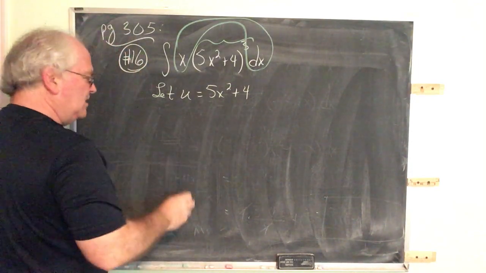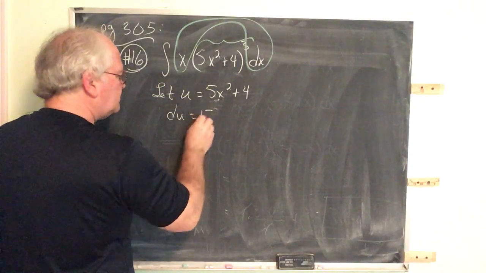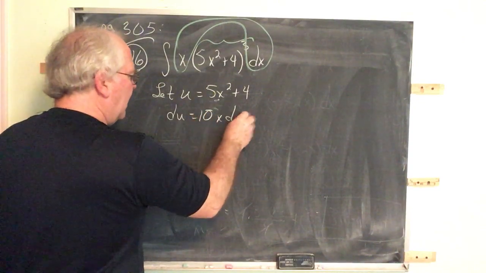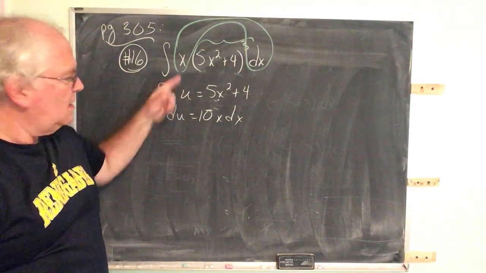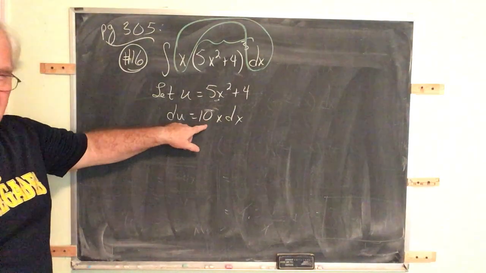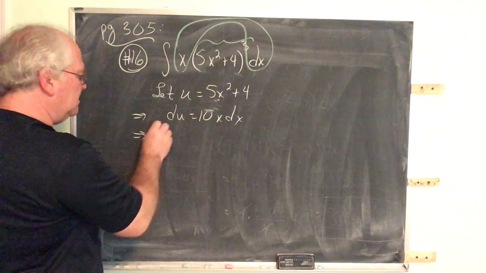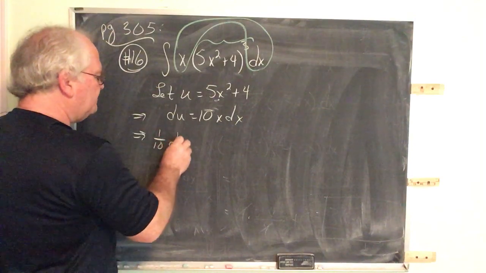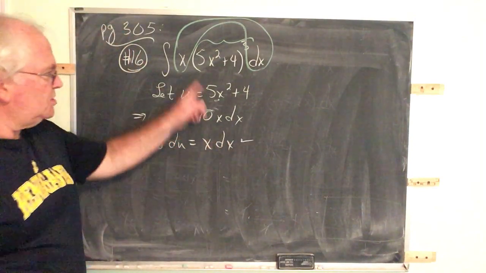So first, find the derivative. The derivative here is 10x dx. I don't want 10x dx, I just want x dx. So we need to multiply both sides of this expression by something to get rid of this 10. And I think it's pretty straightforward to say that the multiplier needs to be 1/10. And the substitution is exact.